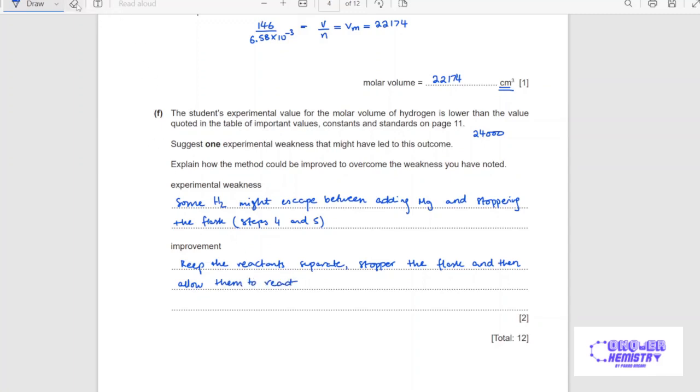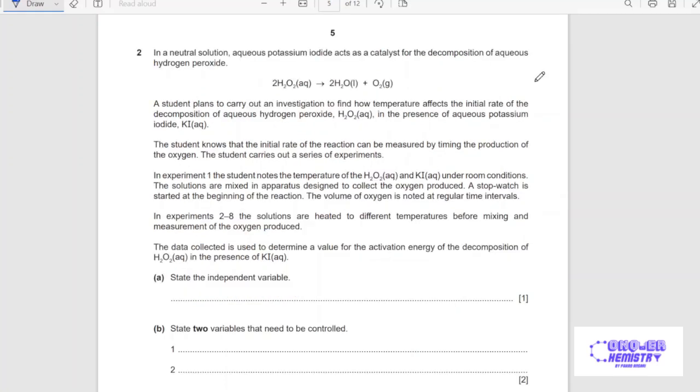All right, so this would be the method or improvement that we could go for over here. So this was question number 1. Question number 2 is going to be all about the graph and data analysis and everything. So let's get right into that. All right, let's take a look at question 2. Again, I'd like you to pause the video, read through the entire procedure, and then we're going to get started with part A.